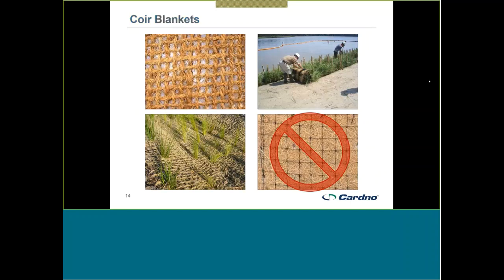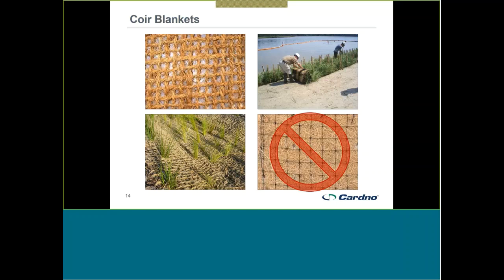So a slight variation on the Coir Log is the Coir Blanket, and it's the same material. It's just woven into these large weave mats, and it's used in a couple different applications. A lot of times this is used in upland soil and erosion control just to hold slopes in place once they've been seeded until the plants germinate. But here they're used on shorelines in a couple different ways. Most commonly is just to hold the shoreline in place, and then you can plant through them. That's what you see in this lower left-hand corner.